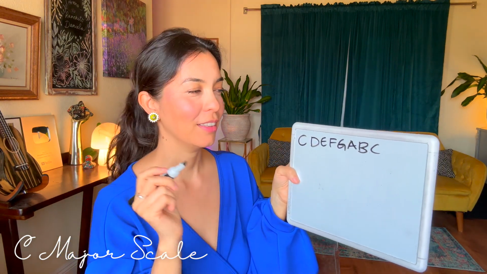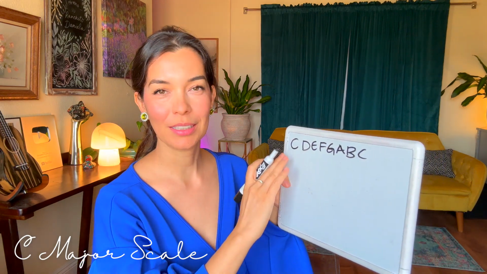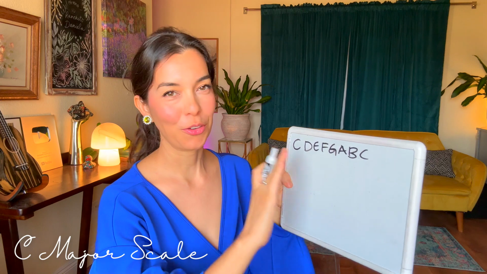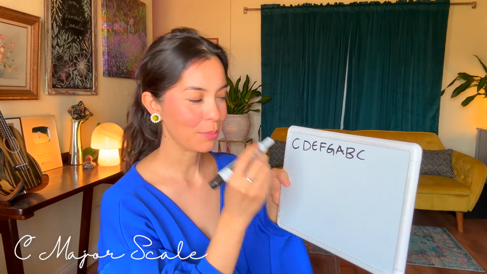Here's the answer. The first major scale that we learned was C major because it has no sharp and no flat notes. It's all natural notes. If we were looking at the keyboard, it would be all the white keys. Or if we were looking at the circle of fifths, it'd be the one on the 12 o'clock position, right?